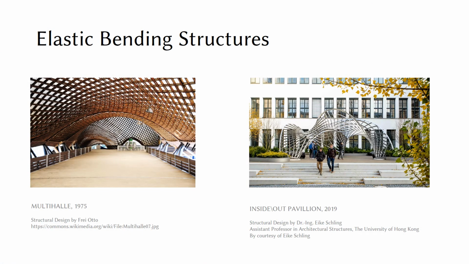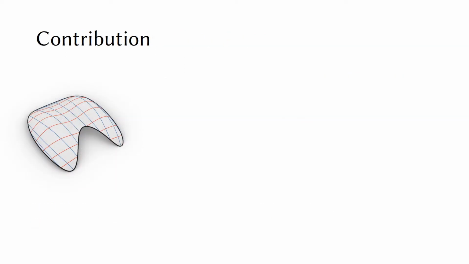In architecture, grid-like elastic structures take the idea of minimizing the material input to an extreme, offering light constructions with huge spans. This is possible because they combine the structural advantages of both grid structures and curved shells. In this paper, we present a method for the design of such elastic bending structures.